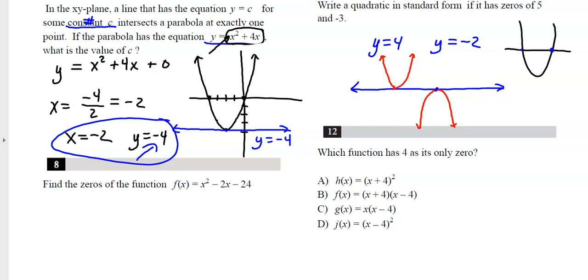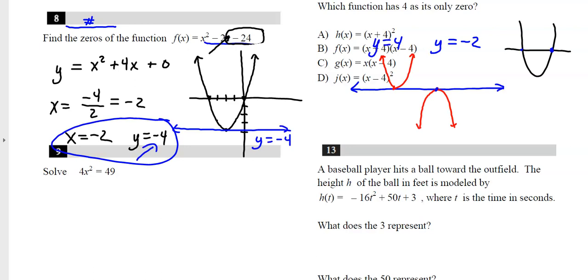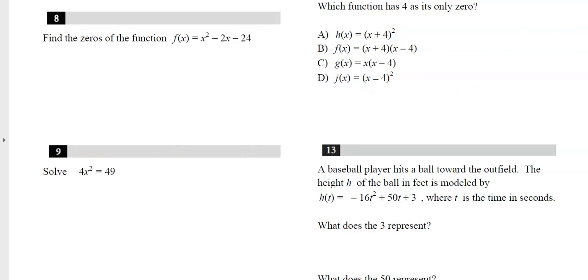All right, number 8 says find the zeros of this function. So basically, that just means solve it for 0. Figure out what x is when y is 0. So I plug 0 in. And now here's where you've got to have some strategy. This is important. So this is a full trinomial.